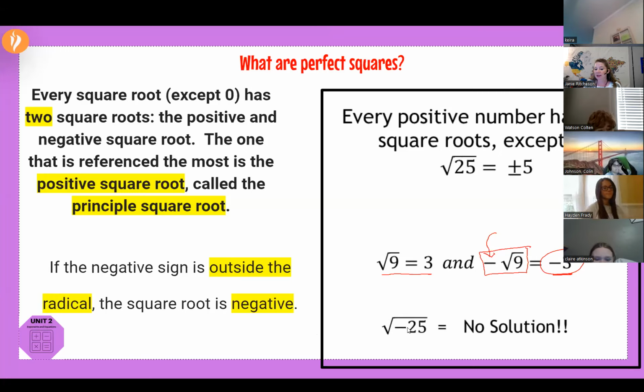Now, is there a number times itself that equals -25? Nope, there is not. Because if I square 5, or if I square -5, both of those times I'm going to get positive 25, right? In both situations.